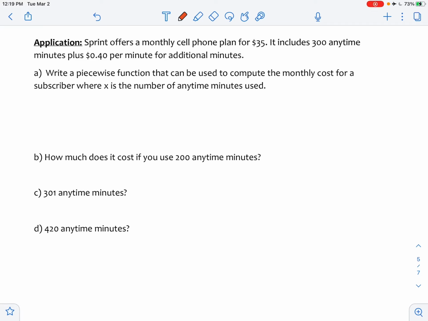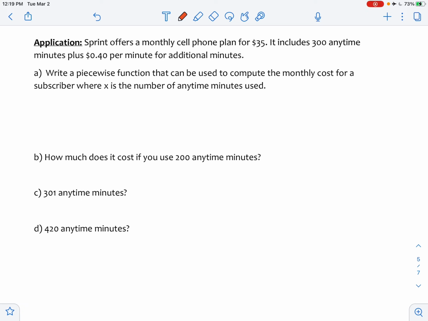Okay, let's look at an application for a piecewise function. So where would piecewise functions show up in the real world? This application problem says that Sprint offers a monthly cell phone plan for $35. It includes 300 anytime minutes plus 40 cents per minute for additional minutes.